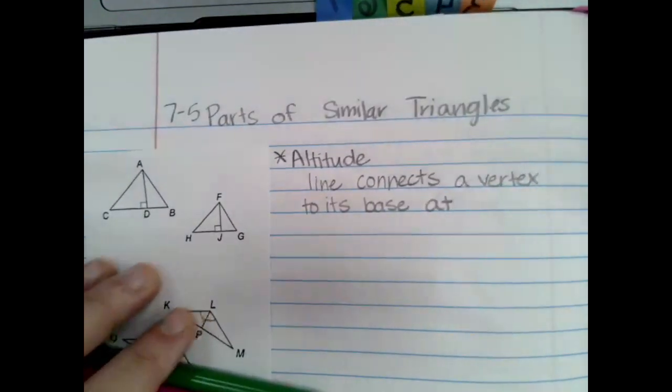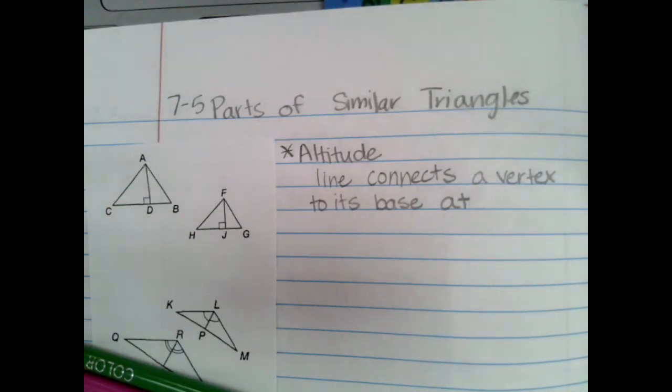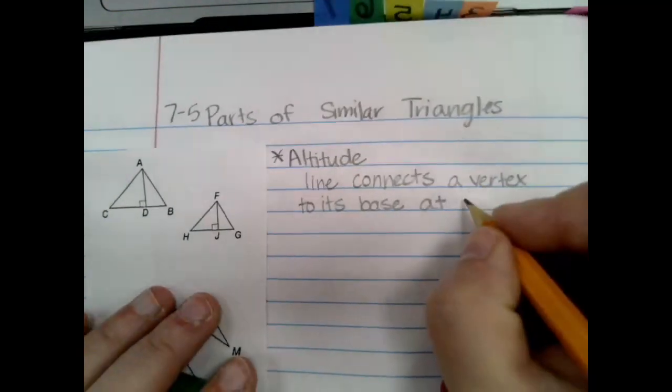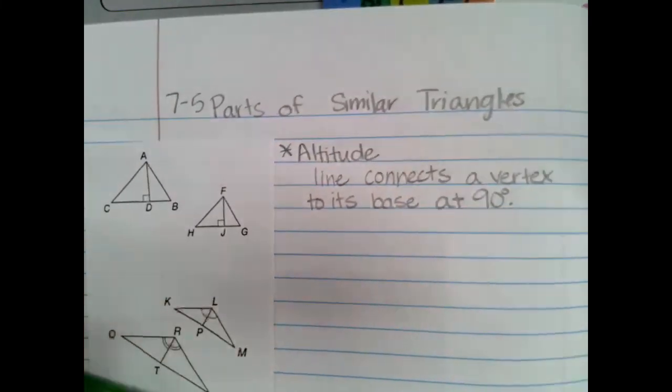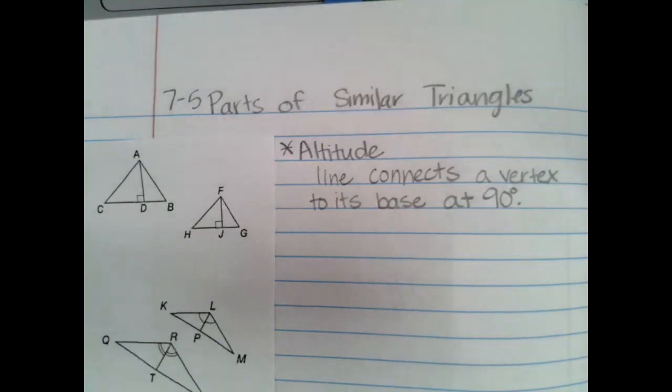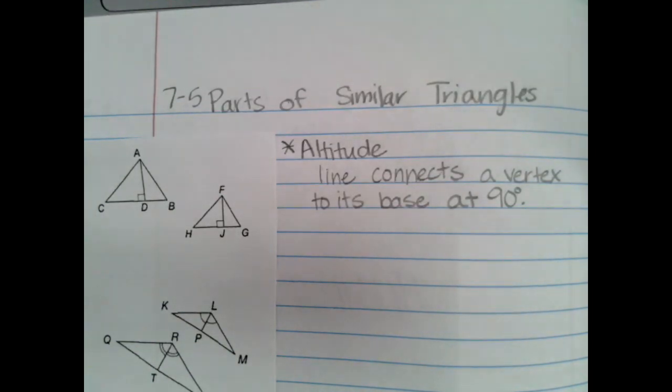At what kind of angle does it connect? At a 90-degree angle. Good. Remember, you hear altitude a lot when you think about how tall a mountain is. Usually, when you measure the height of something, it goes in a straight line at 90 degrees from the base to the highest point.